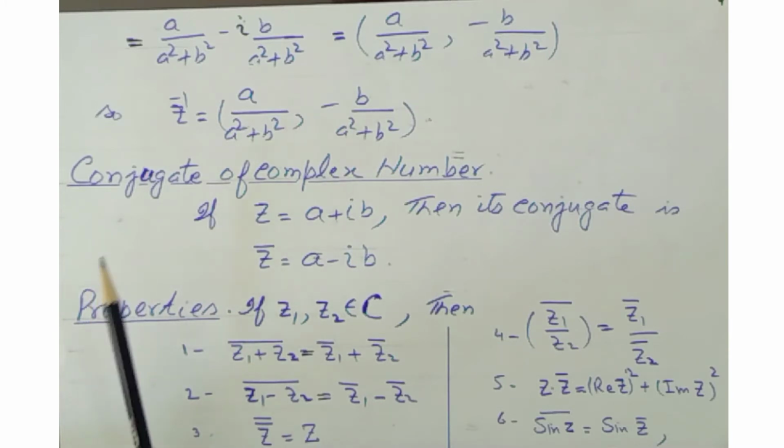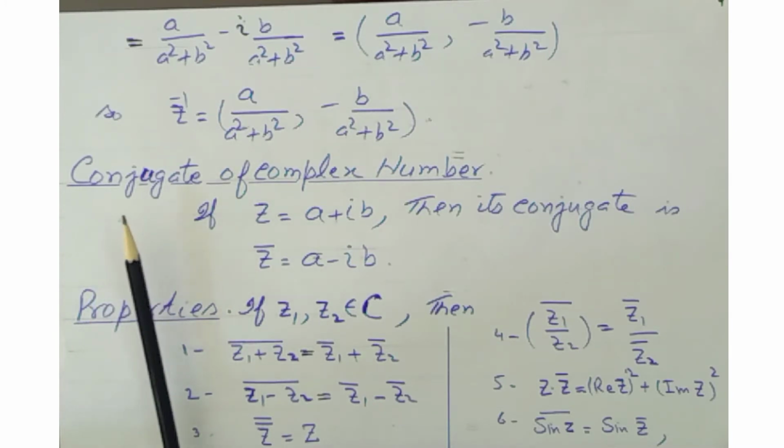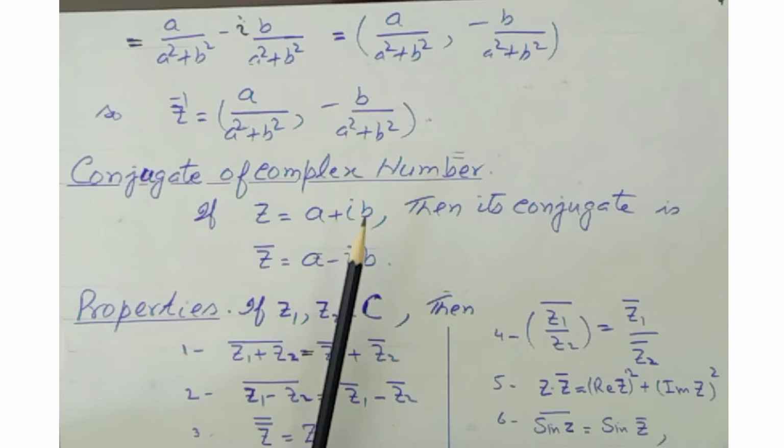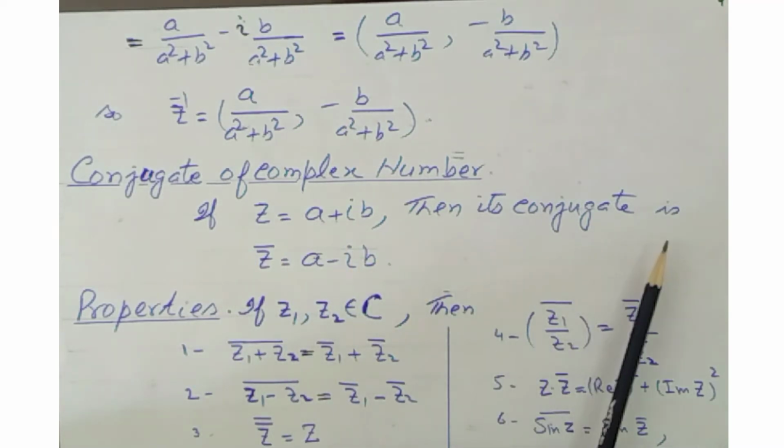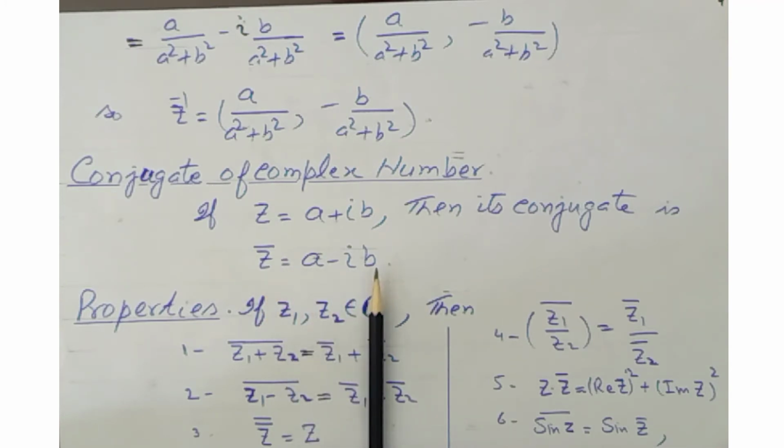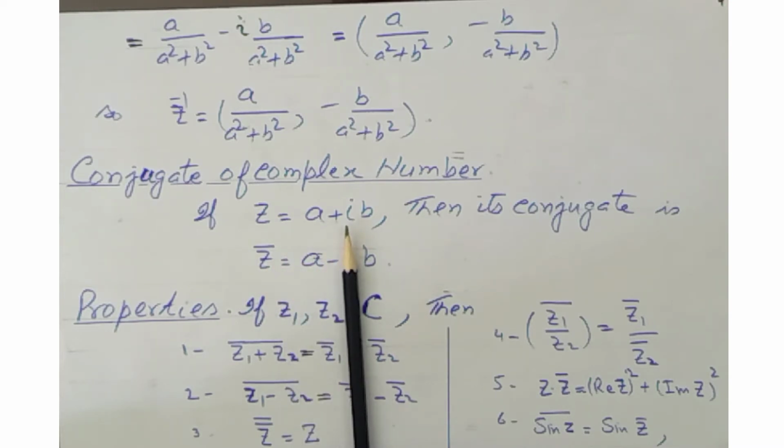Now I give the idea of the conjugate of a complex number, how we find the conjugate of a complex number. If z equal to a plus iota b, then its conjugate is z bar. This is equal to a minus iota b. So to find z bar, we change the sign of iota. This is plus iota and this becomes minus iota.